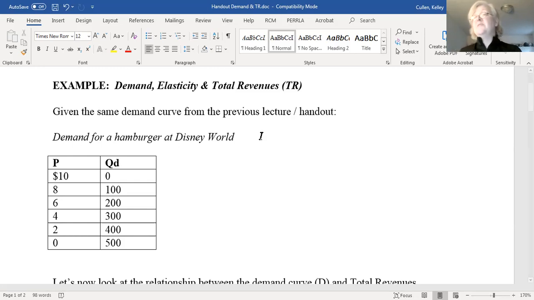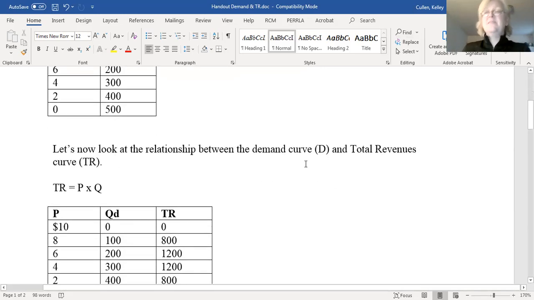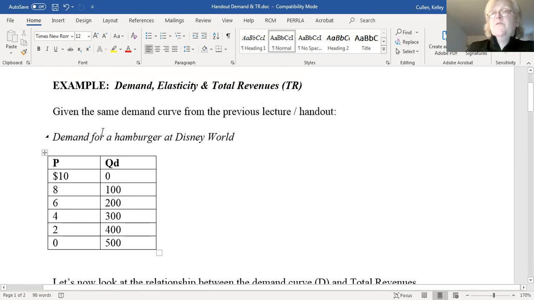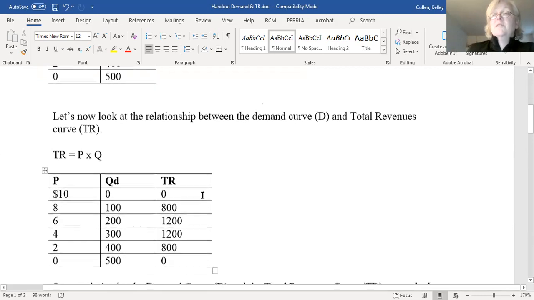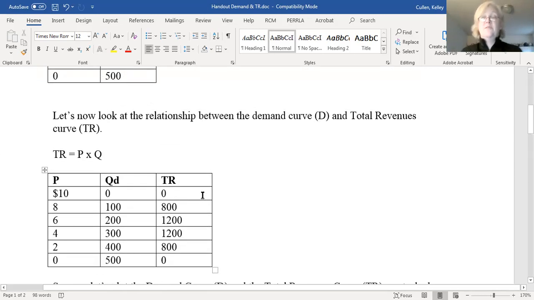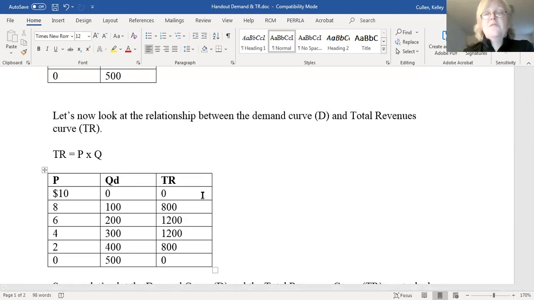Anyways, now we're going to take the same demand curve, set of prices, set of quantities, and we're going to look at total revenues and the relationship between demand and total revenues. Total revenues can be found by the price times the quantity. How many units did we sell, times the price per those units, and that's going to give me how much money we brought in. That's my total revenues.